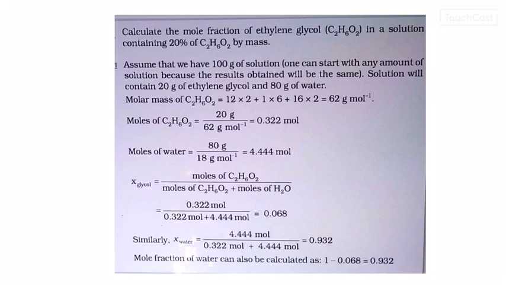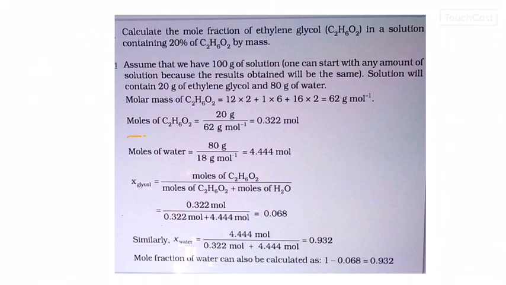20%. So you can assume that 20 gram of ethylene glycol is present in, say, 80 gram of water. So the total mass of solution is 100 gram, out of which 20 gram is ethylene glycol and 80 gram is that of water. To find the mole fraction of any substance, the formula is moles of that particular component divided by total number of moles of all the components, isn't it? So first we have to find out the number of moles of ethylene glycol.